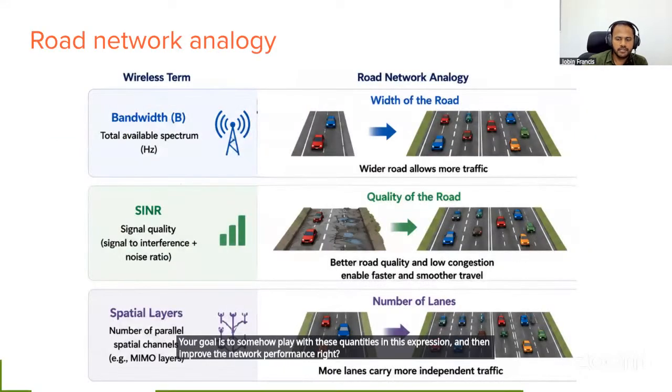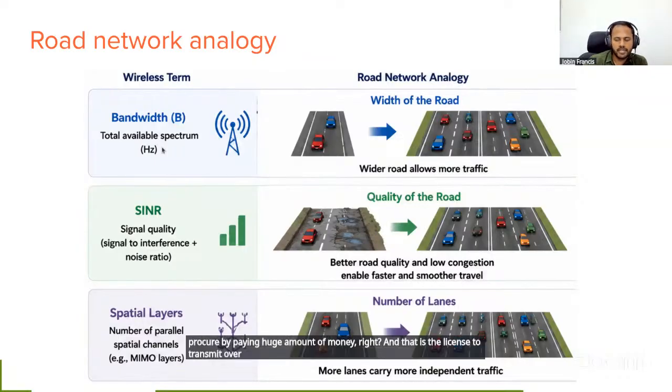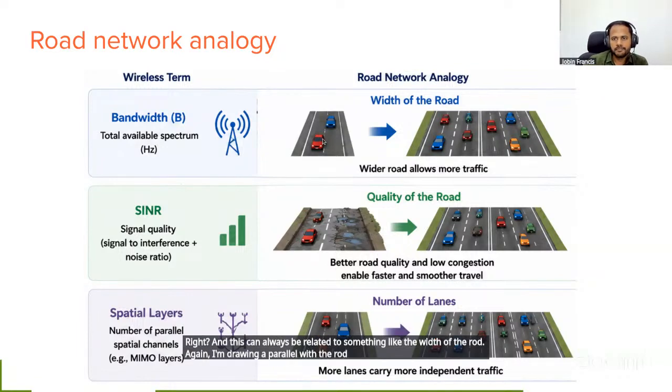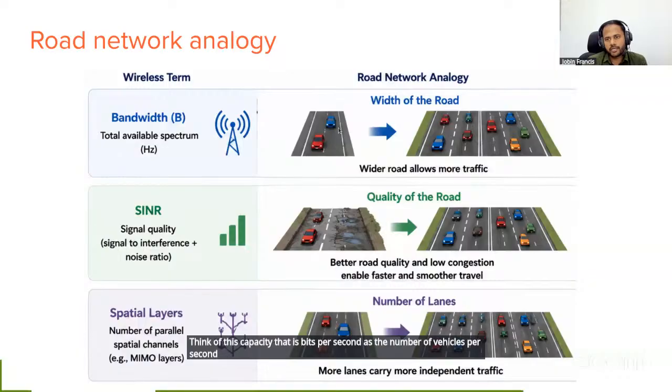So again, just to give an analogy here, the bandwidth is what the Jio or the Airtels procure by paying huge amounts of money, right? And that is the license to transmit over a given frequency over a given bandwidth, right? And this can always be related to something like the width of the road. Again, I'm drawing a parallel with the road network, right? So you can always think of this capacity, that is bits per second, as the number of vehicles per second on a road network, right?